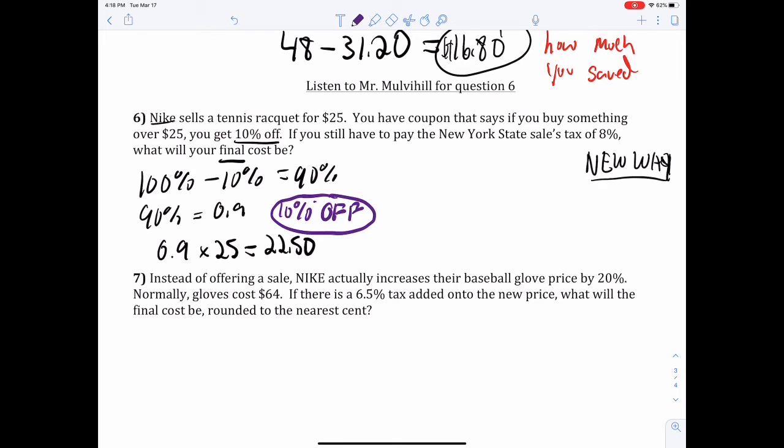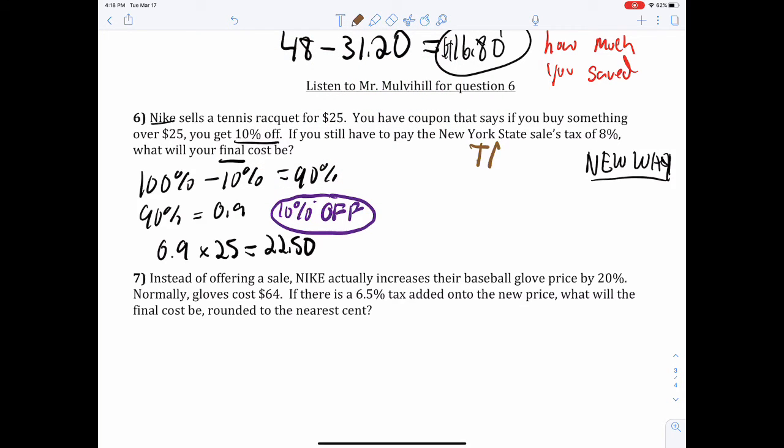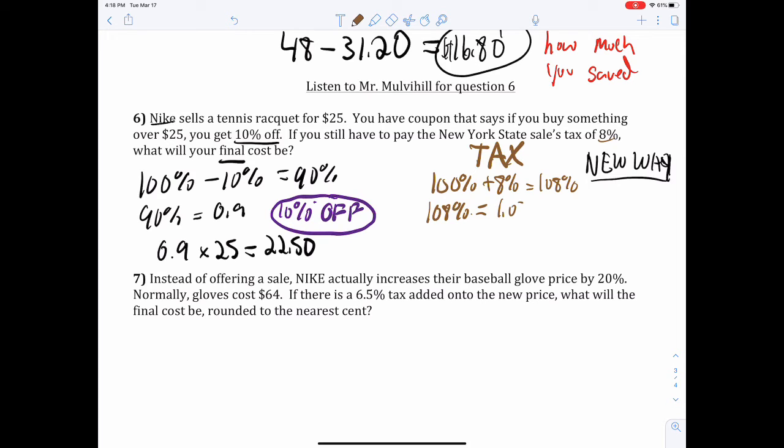Now here, though, is the tax, the ugly brown tax. So we're going to take a tax of 8%. That's going to be added to our percent. Basically, am I adding or subtracting? Well, it's going to be 108%. Now, 108% written as a decimal will be 1.08.